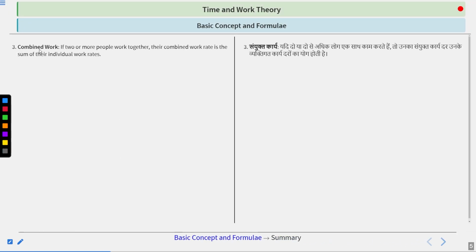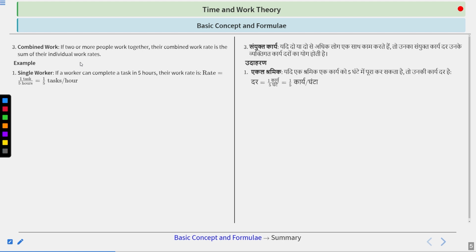So, what is the combined work? If two or more people work together, their combined work rate is the sum of their individual work rates. So, how can we represent it? For example, a single worker. If a worker can complete a task in 5 hours, their work rate is inversely proportional to time, so it will become 1 by 5. Task is 1 unit, time is 5 hours. So it will become 1 by 5 task per hour for a single worker.